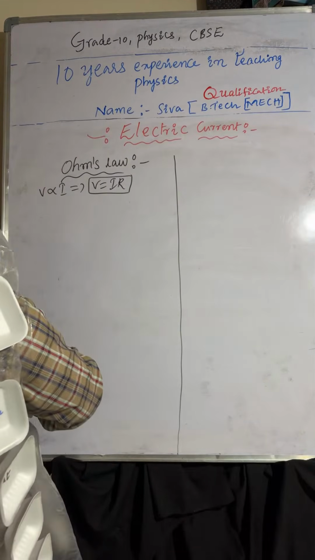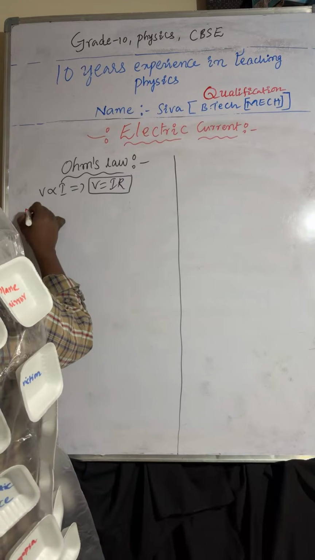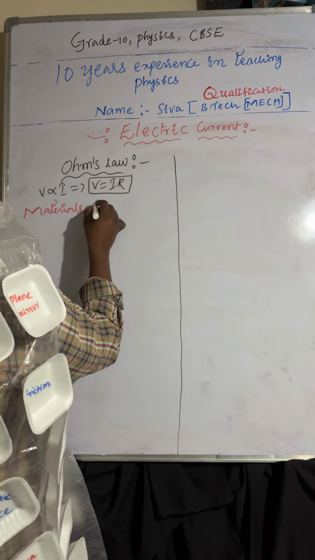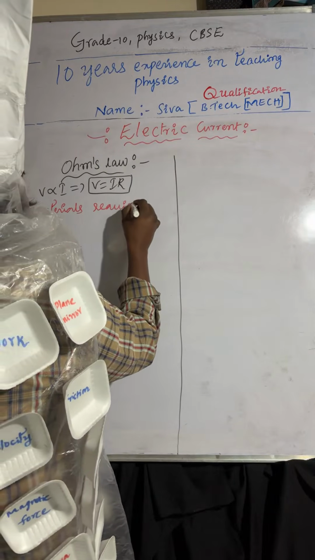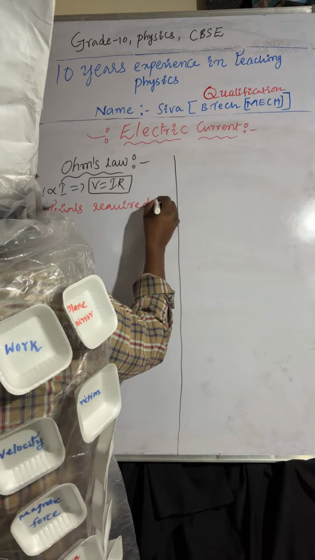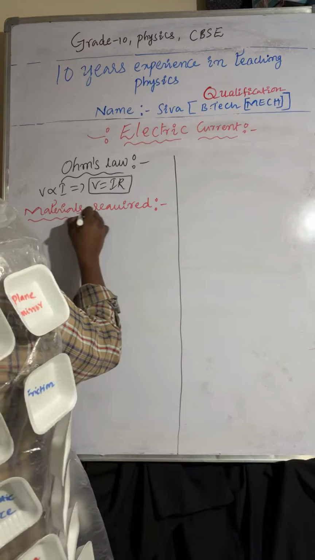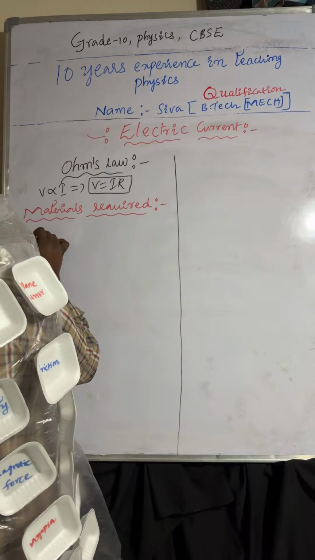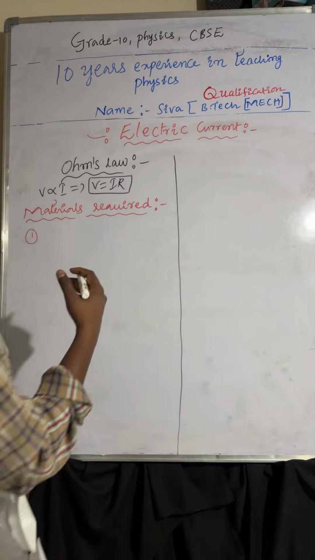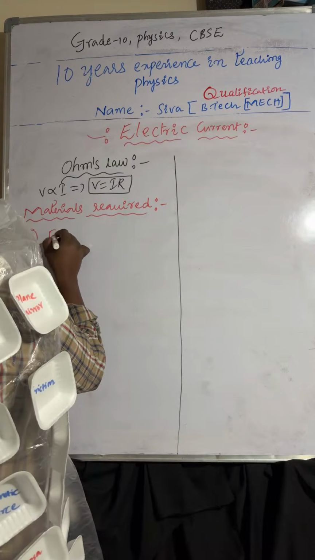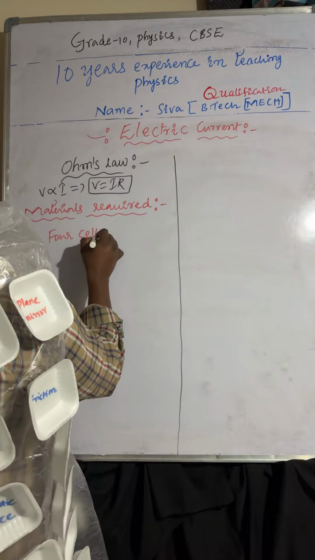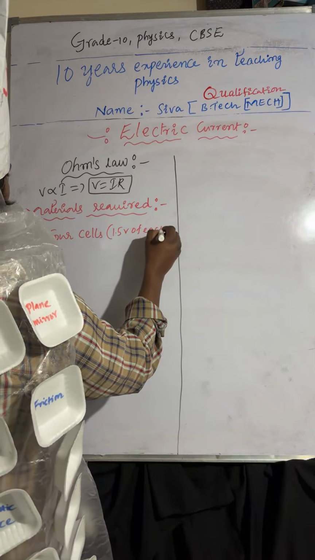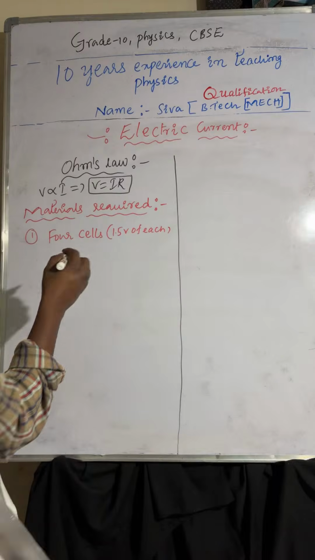Next, the materials required. Point number 1: 4 cells, with 1.5 volts each. So each cell's potential is 1.5 volts.